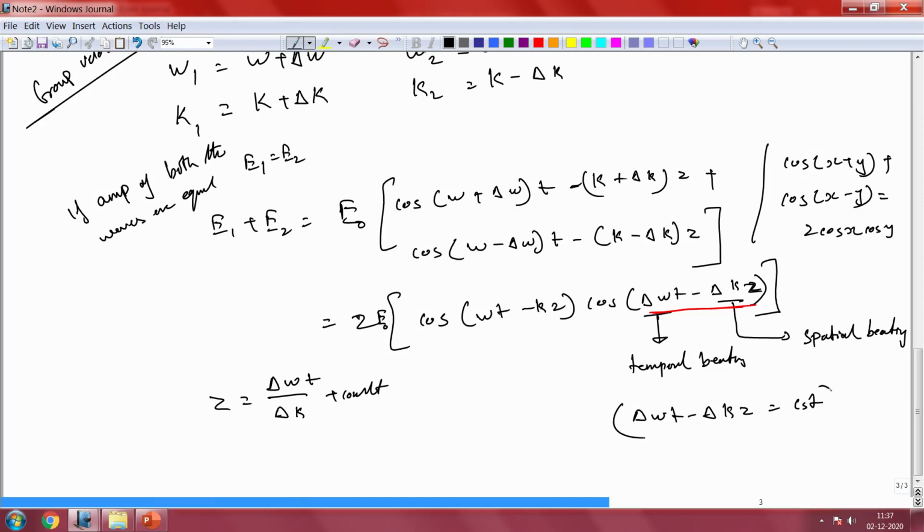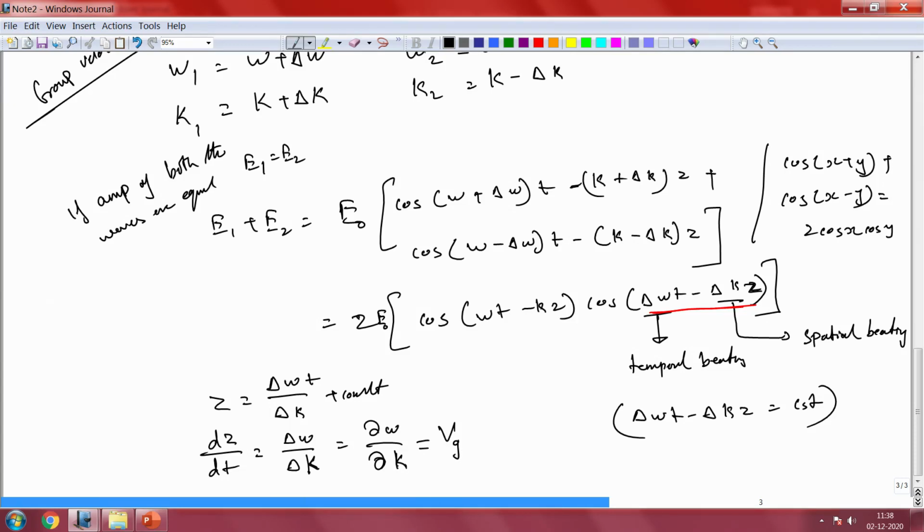This is what we are using to find the speed at which this wave is moving. We differentiate with respect to time, and then this becomes delta omega over delta k. The constant is gone, or in other words, dou omega over dou k, which is nothing but the group velocity.